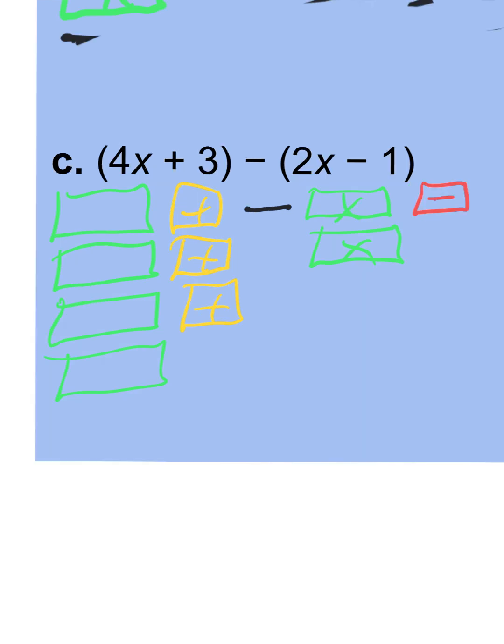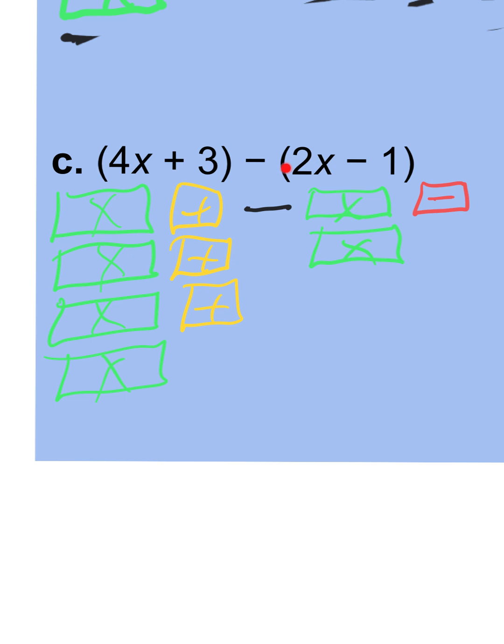Okay. Here we go. Example C. So this is subtraction. So again, this is what we have. We have 4 x's. Forgot to put my x's in there, sorry. We have 4 x's. And we have 3 1's. All right, what are we supposed to do? We're supposed to take away, subtract 2 x's and a minus 1, a negative 1.